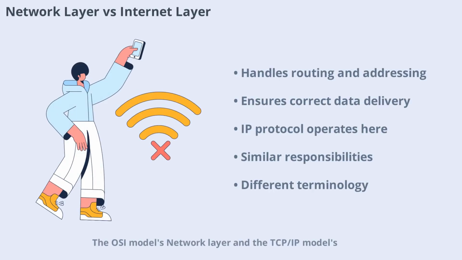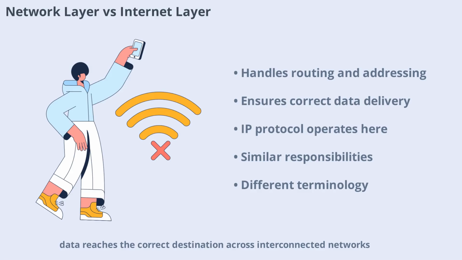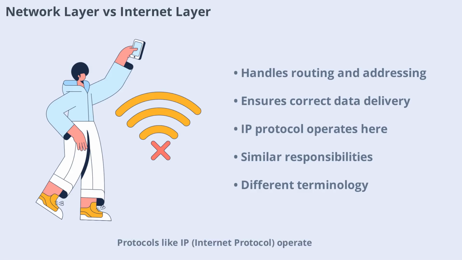The OSI model's network layer and the TCP/IP model's internet layer both handle routing and addressing of data packets. Their main function is to ensure that data reaches the correct destination across interconnected networks. Protocols like IP, Internet Protocol, operate at this layer in both models. While the terminology differs, the core responsibilities remain largely the same, focusing on logical addressing and routing.